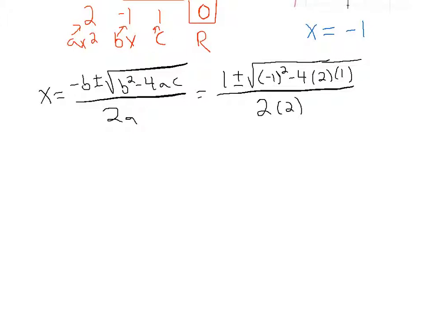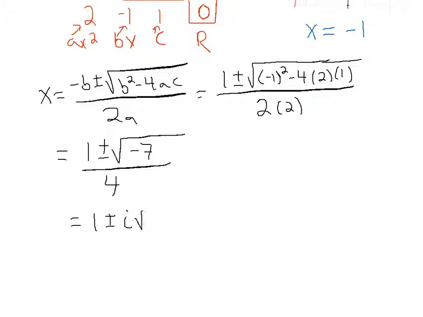Now, let's go ahead and simplify this. So we have this 1 plus or minus the square root, and underneath we can do this. Negative 1 squared is 1, minus 4 times 2 times 1. That will be 8. So 1 minus 8 will give us a negative 7 all over 4, 2 times 2. Now, we know that the square root of any negative number is an imaginary number. So we can take that negative out. So we have 1 plus or minus, and it's going to create an i out in front. So we have i square root of, now, positive 7 over 4.